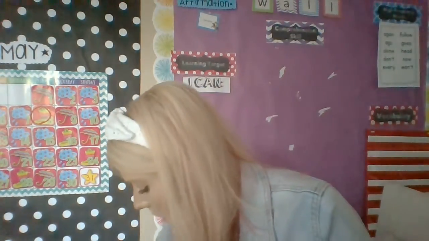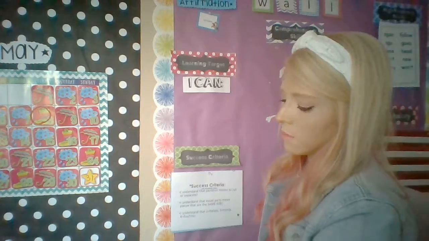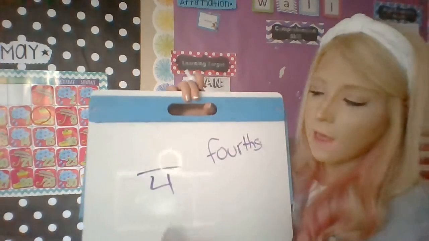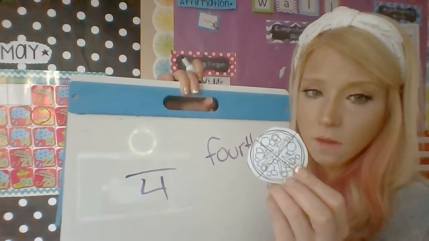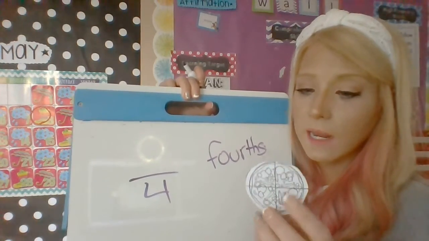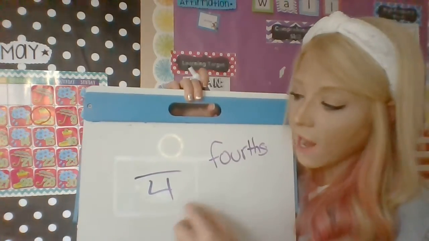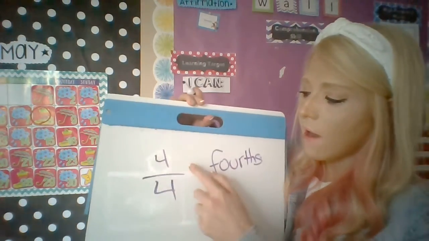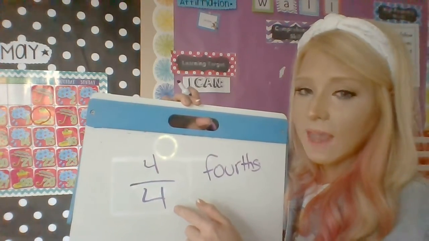So on your sheet, if you're following along, I'm going to write on my whiteboard. Draw the line and 4, because there's 4 equal pieces. Good. Now, did anyone eat it yet? No. So there's 4 shaded in. 1, 2, 3, 4. So the fraction way to write that is 4 out of 4. 4 over 4. 4 fourths.